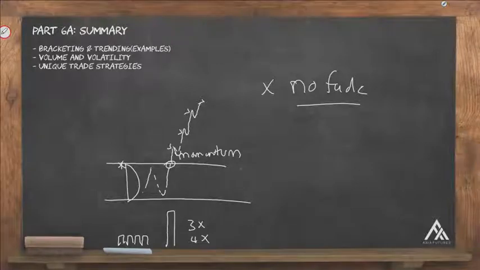So that would be our key strategy when we break out of a bracket, or a market that's been bracketing for maybe a few auctions or maybe even a few days. The key is we want to see volume and, note, volatility on the break above on that trigger point. So that's our key unique trade strategy that we're going to deal with in part 6A.